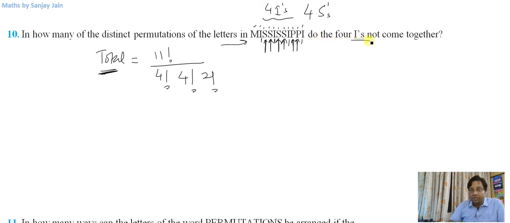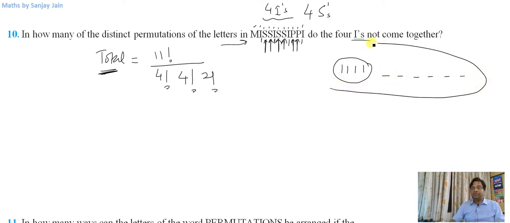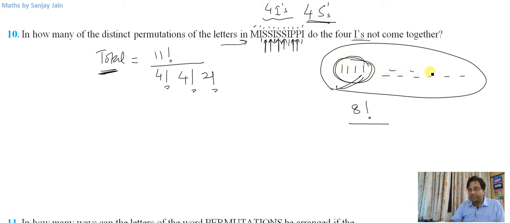Now when 4 I's come together, let me put 4 I's together as one unit. When these are put together, I am treating them as one unit. So the rest of the 7 letters are 7 other units, right? So in total I have got 8 letters now because I am treating this as one. So the total number of permutations will be 8 factorial divided by 4 factorial, because 4 S are still there, and 2 P's are there, so I'll divide by 2 factorial.